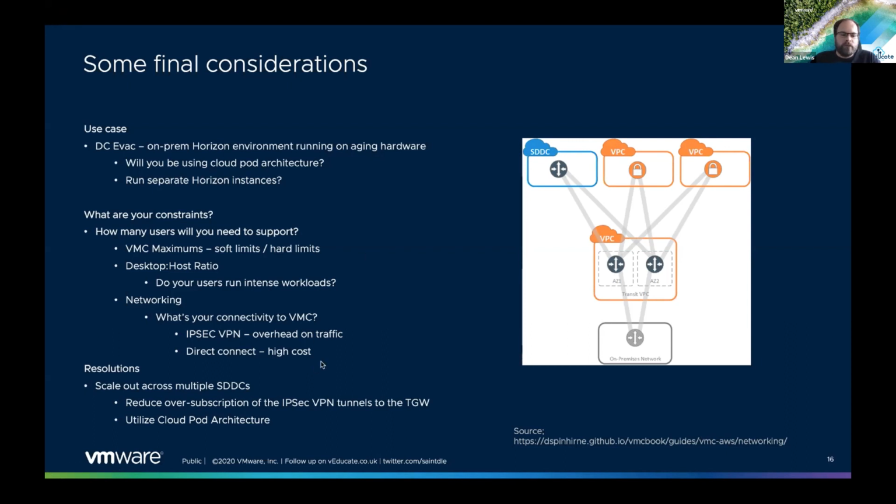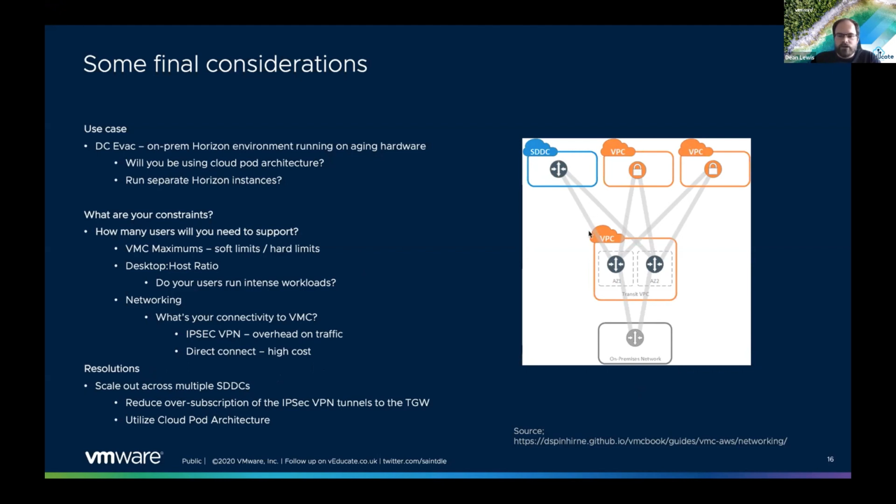But if we then think about some of the resolutions we can look at, quite a few of these things, especially when you start to hit limits, are going to be fixed by scaling out across multiple SDDCs. So if you needed to use VPN tunnels through the transit gateway of AWS, because that's where we're going to be tunneling to get to the outside network, we look at this diagram here.